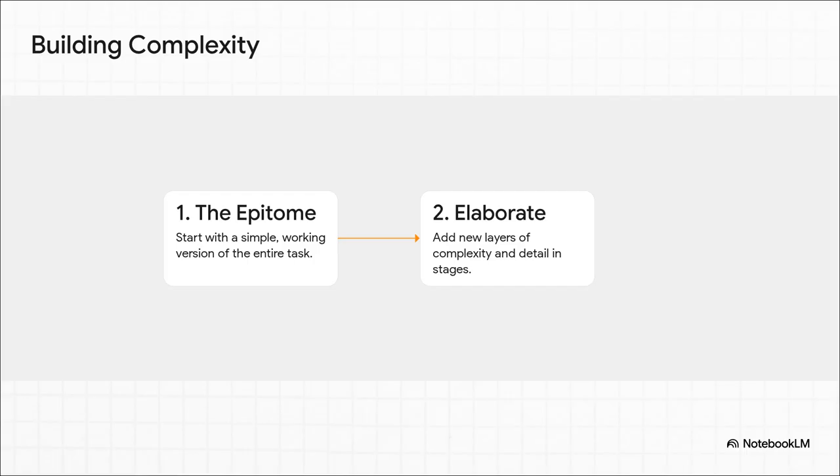So the flow is really straightforward but powerful. You start with that simple version, the epitome. Once the learner nails that, you start to elaborate. You add new layers of complexity, new features, more details, one stage at a time. And the key thing is, at every single step, the learner has a complete working version of the skill.